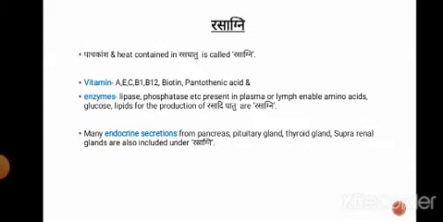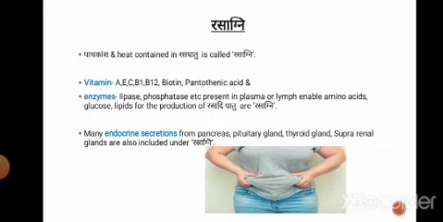Rasa Agni. Panchabhautik and heat contained in Rasa Dhatu is called Rasa Agni. Vitamins such as A, E, C, vitamin B1, vitamin B12, biotin, pantothenic acid, and enzymes like lipase, phosphatase, etc., present in plasma or lymph enable amino acids, glucose, lipids for the production of Rasa Agni. Many endocrine secretions from pancreas, pituitary gland, thyroid gland, suprarenal glands are also included under Rasa Agni.